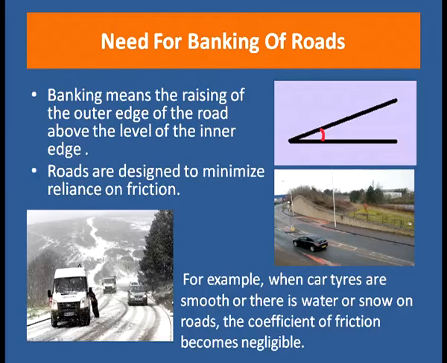For example, when car tires are smooth or when there is water or snow on roads, the coefficient of friction becomes negligible, and when the coefficient of friction becomes negligible, the force of friction may not be sufficient to provide the necessary centripetal force. Let us now analyze the free body diagram for the car to obtain an expression for the angle of banking, which is adjusted for the sharpness of the curve and the maximum allowed speed.